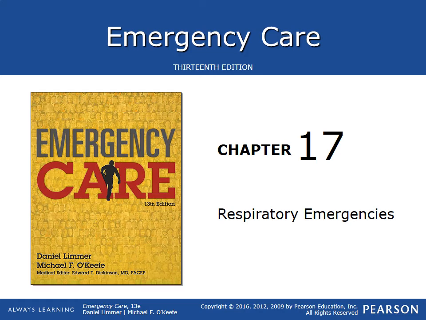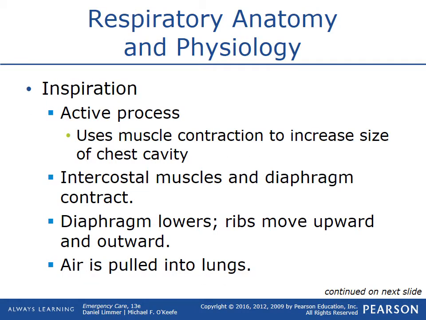Chapter 17 covers respiratory emergencies. As a review, inspiration is an active process. The muscles contract, increasing the size of that thoracic cavity. Intercostal muscles and diaphragm contract. That diaphragm pulls down, acting like that plunger, pulling air in.